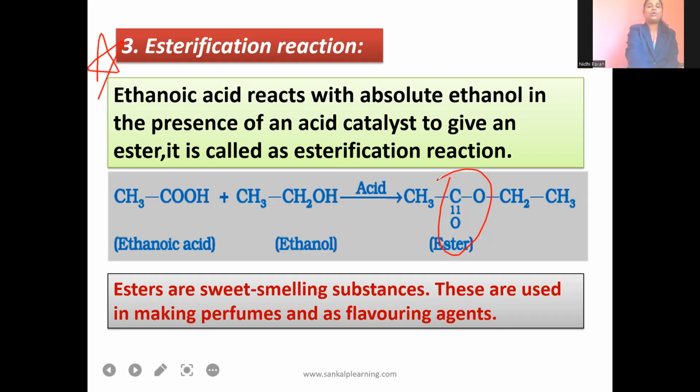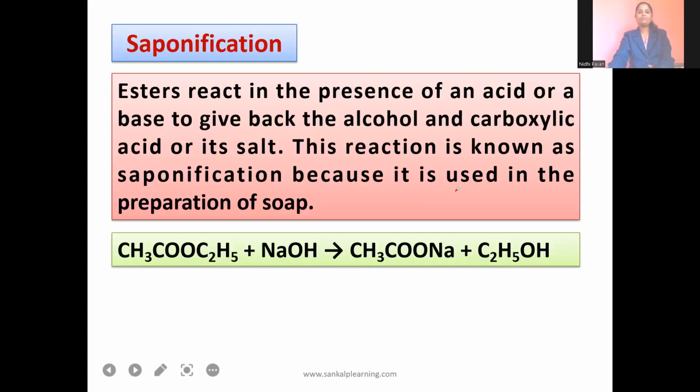As you can see, ethanoic acid, commonly called acetic acid, is used here. When it is reacted with ethanol, ethyl alcohol, in the presence of an acid, we get the ester. This C double bond O, single bond O is the functional group of the ester. These esters have a sweet smell and are used in perfumes and for flavoring substances. So this reaction is called the esterification reaction, right? Fine.